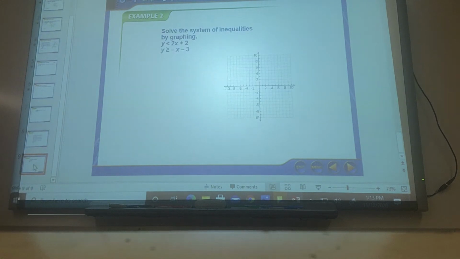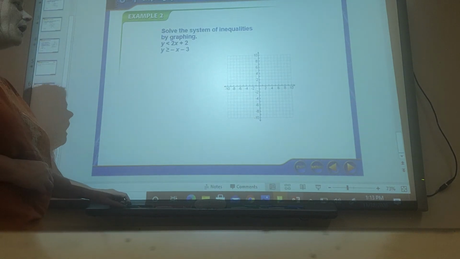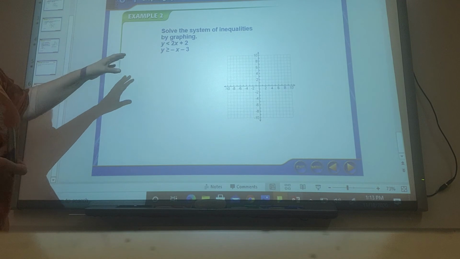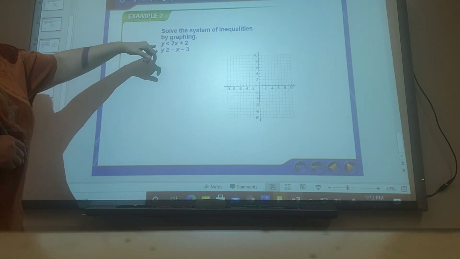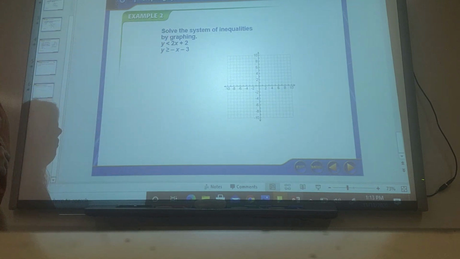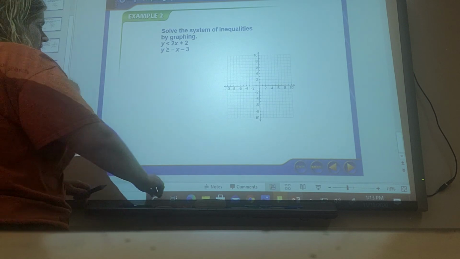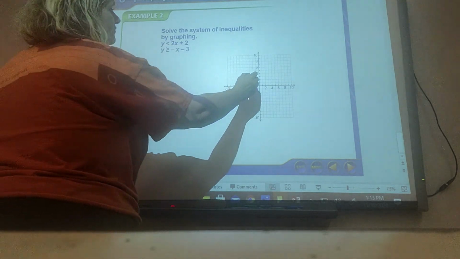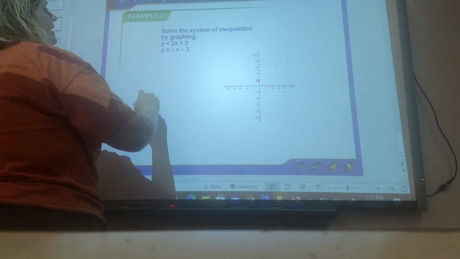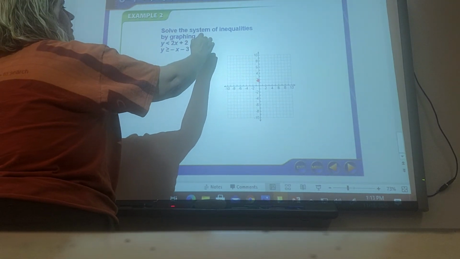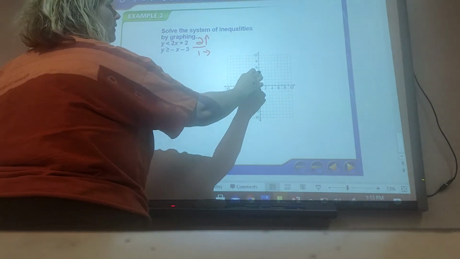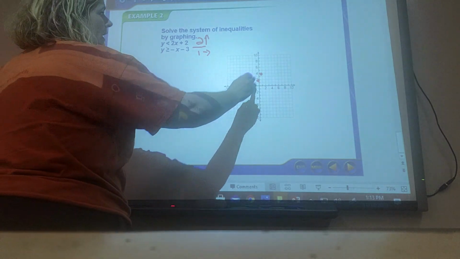And the last thing we talked about was solving systems of inequalities. For that, we're going to graph. We can only graph for this type, and you need it in slope-intercept form, which we have. So the first one, we go to +2 on the y. The slope is 2, so I'm going to go up 2 and to the right one, and then draw a line.